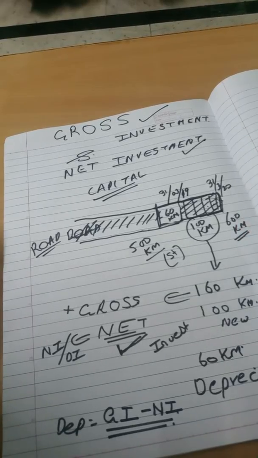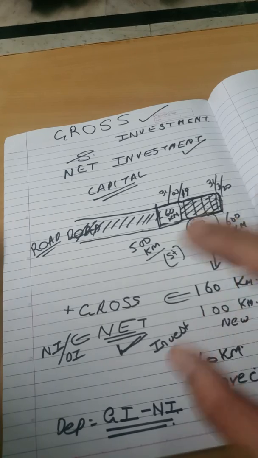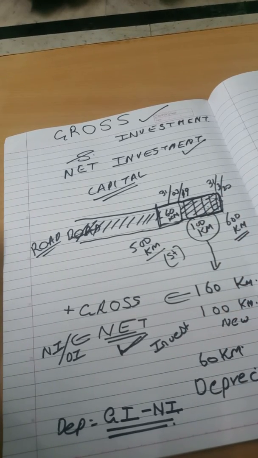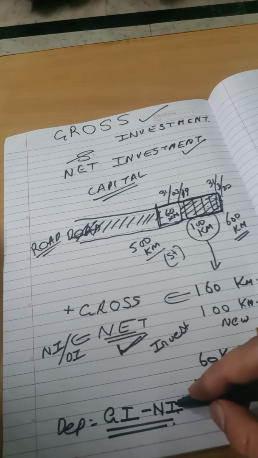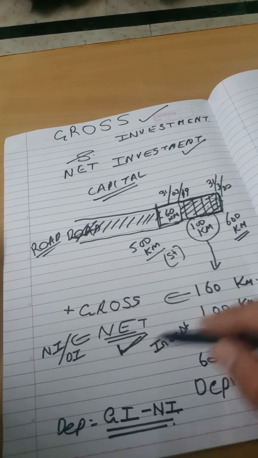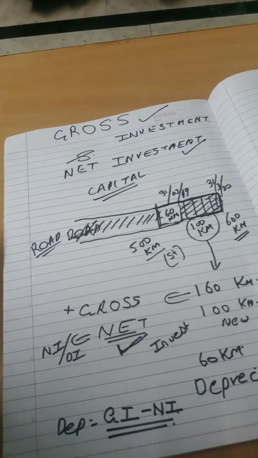Gross investment is the total of the capital goods made in this year, some portion of which must have gone in the repair of the old ones. What is the new investment? That is 100 kilometer. And in national income, only and only the net investment is taken into account. But how is depreciation computed? That can be computed by taking the difference between the gross and the net investment.